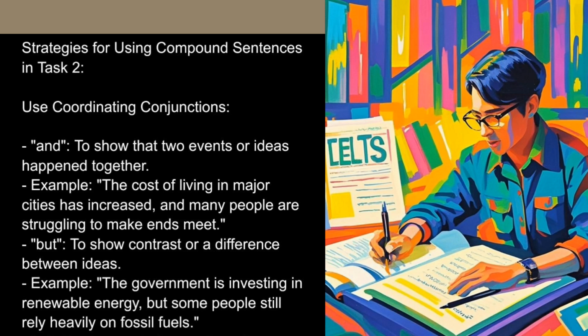Strategies for using compound sentences in Task 2. Use coordinating conjunctions. "And" shows that two events or ideas happen together. Example: The cost of living in major cities has increased, and many people are struggling to make ends meet. "But" shows contrast or a difference between ideas. Example: The government is investing in renewable energy, but some people still rely heavily on fossil fuels.